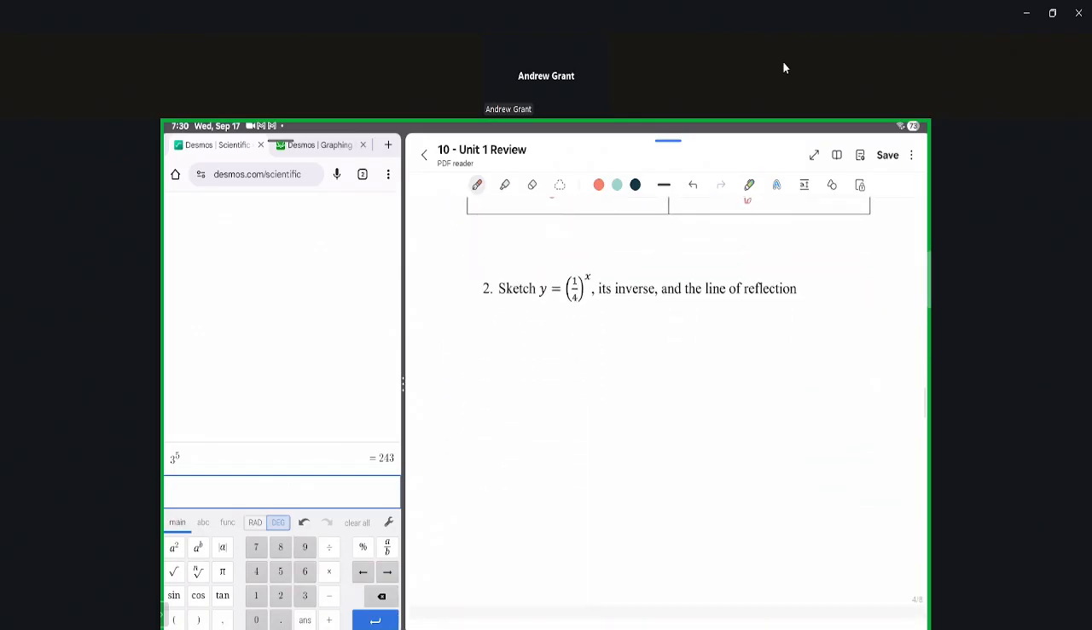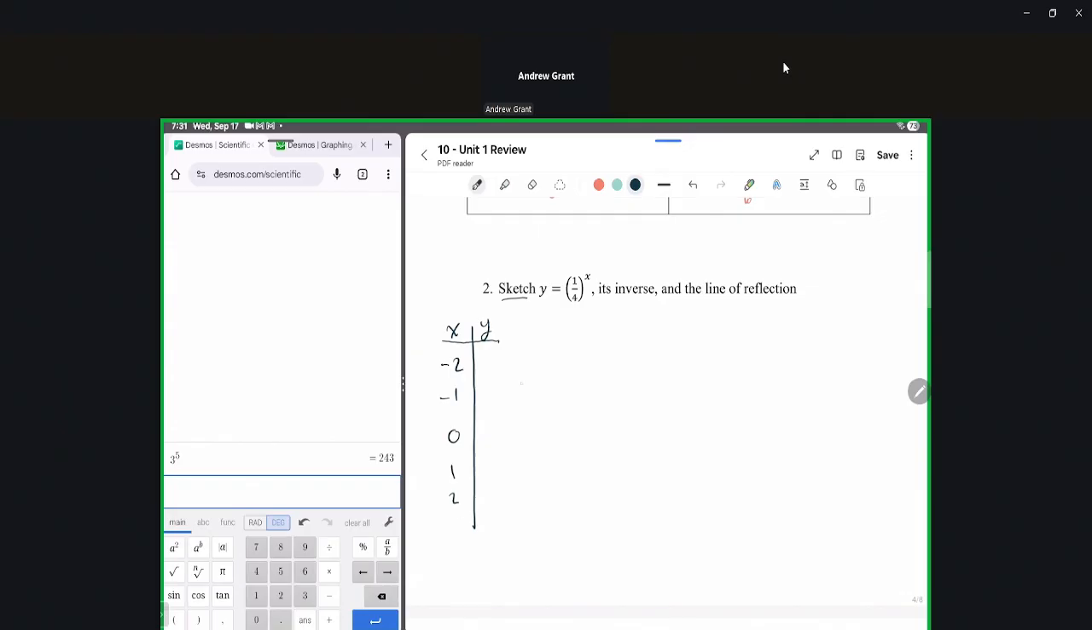Okay, we're going to sketch y is equal to 1 over 4 to the power of x, its inverse, and the line of reflection. So note that we are sketching, which means the graph doesn't need to be perfect. Okay, so first thing we want to do is get our table of values. So we're going to choose some x and y values. So normal x values that you can pick are, say, -2, -1, 0, 1, and 2, just standard x values.